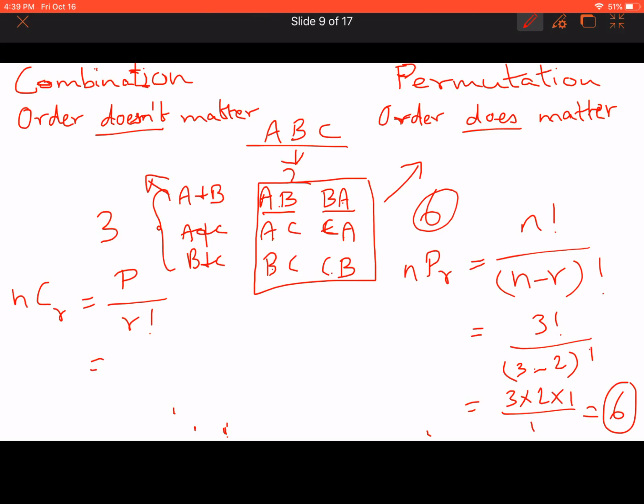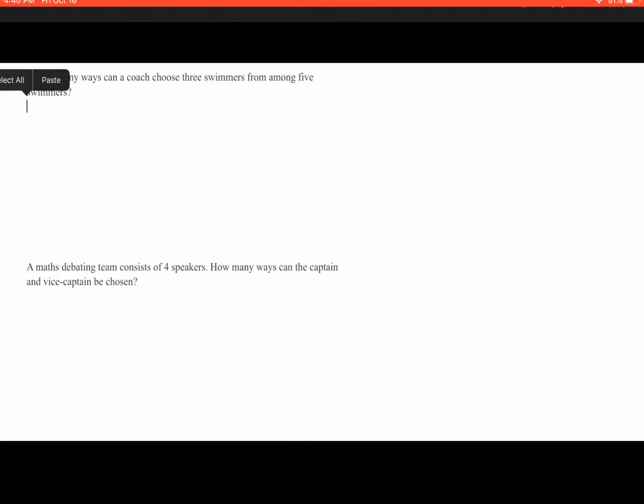So for the previous sum, the permutation value is 6. And r factorial is 2 factorial, right? We are picking out 2. So 6 divided by 2 into 1, which is 3, the same answer, right? So either by using the formula, or by writing out the arrangements, we can find the number of combinations or permutations. So now we are going to check this with some problems.